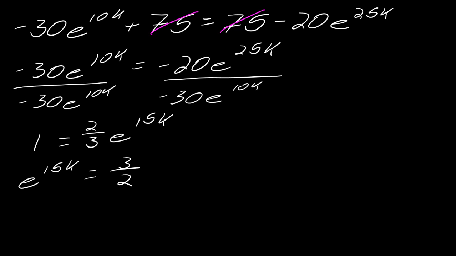Just one other note, I realized I didn't say this. I used exponent rules here. So e to the 25k and e to the 10k, so 25k minus 10k gives me the 15k here. So hopefully that was clear.